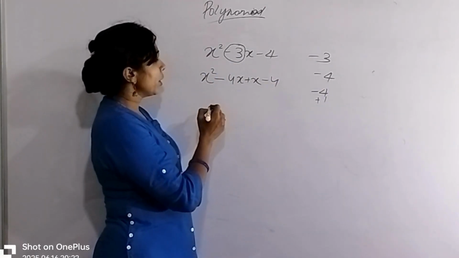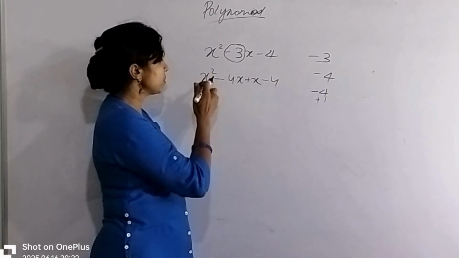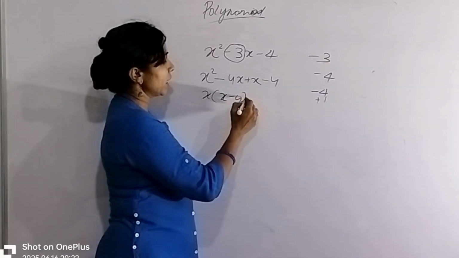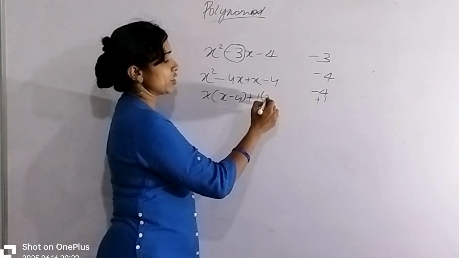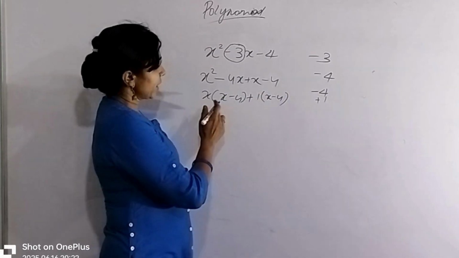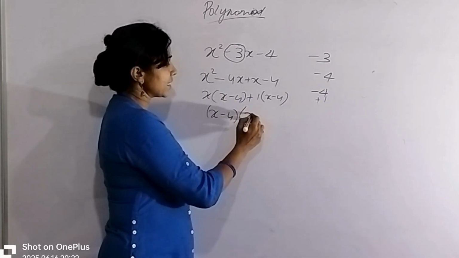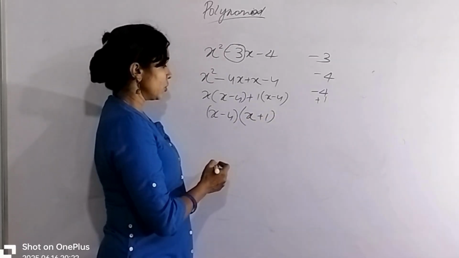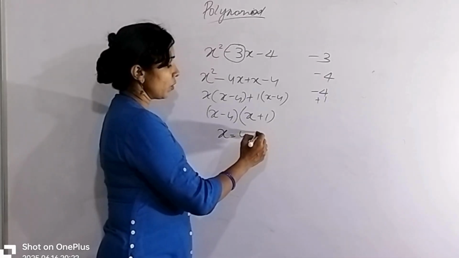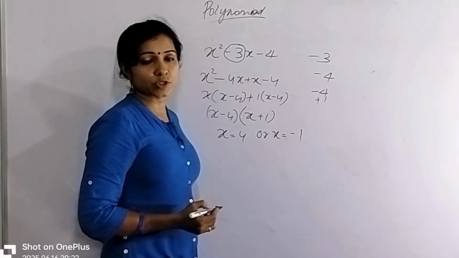Minus 4. Now here x is common for these two terms, so I'm taking x outside. So x into x minus 4. Again here 1 into x minus 4. For easiness I'm just writing 1. Then x minus 4 is common here, so x minus 4, here the balance is x and here the balance is 1. So what are the zeros here? Either x is equal to 4 or x is equal to minus 1 are the zeros of this polynomial.